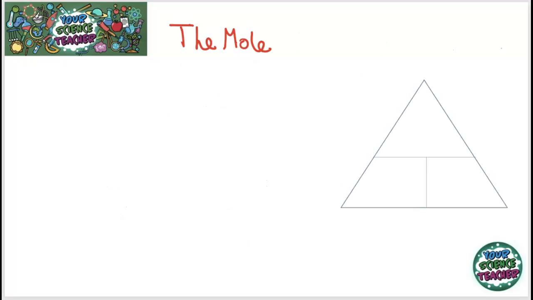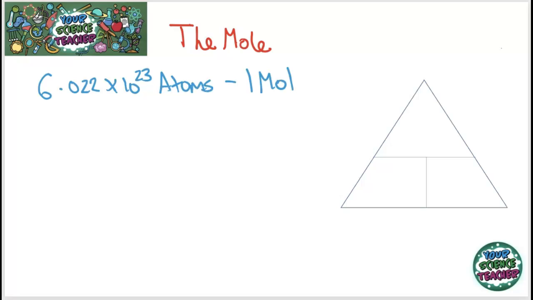The reason why we use this term mole is because atoms are incredibly small. So we came up with a number of atoms that would represent 1 mole, and that number is 6.022 times 10 to the 23 atoms. This is how many atoms there are present in 1 mole, and it's sometimes called Avogadro's constant.